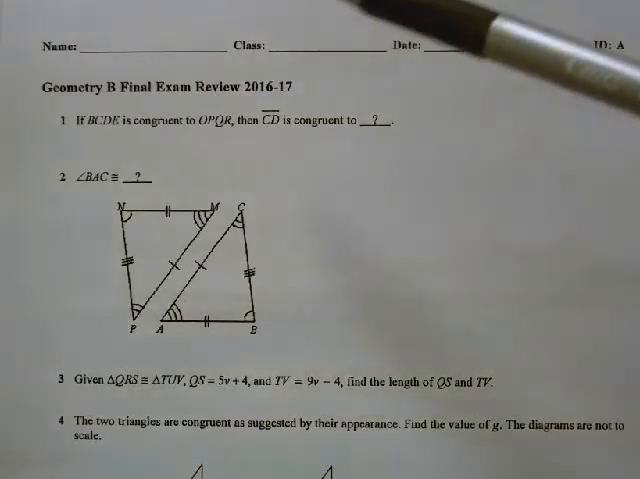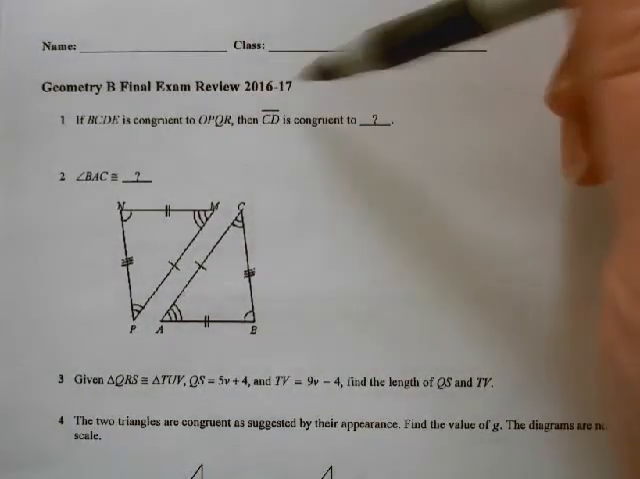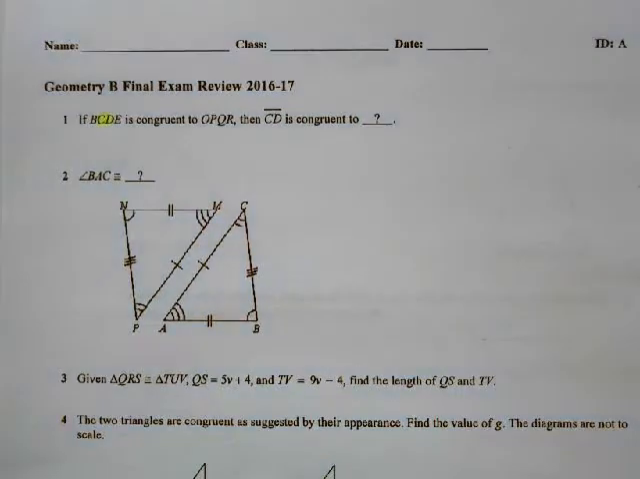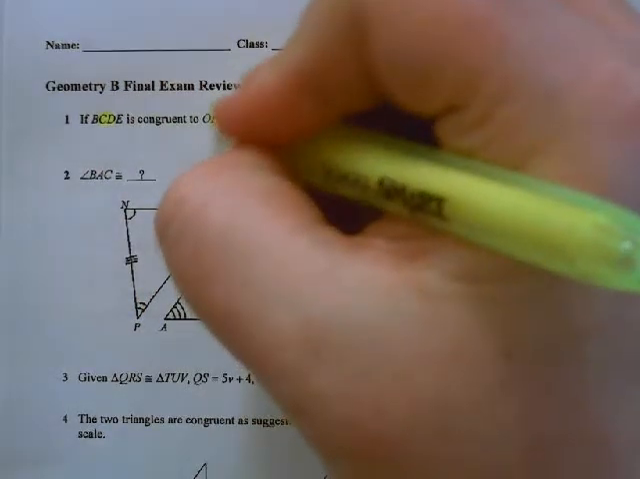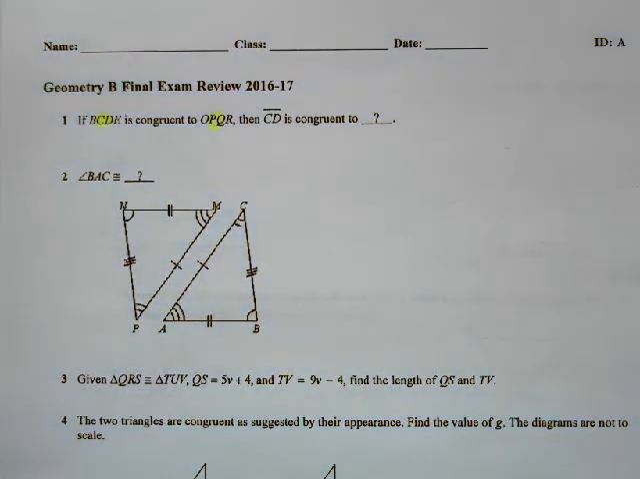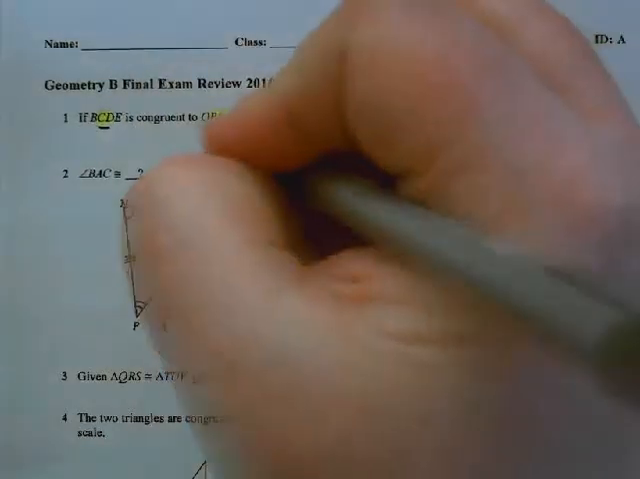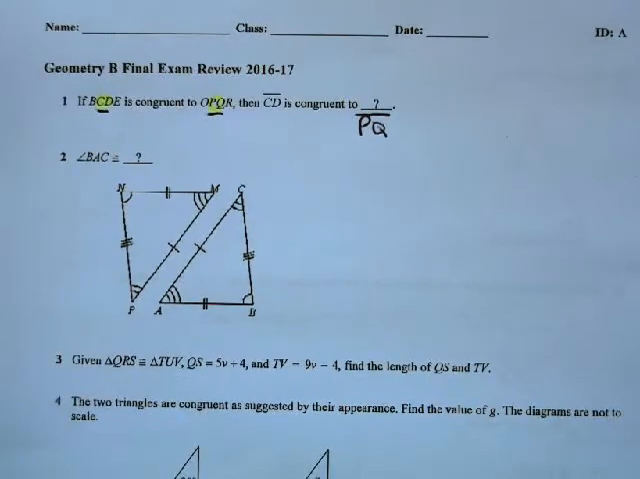Number 1, if BCDE is congruent to OPQR, then CD is congruent to what? So what we're really looking for is where CD is located in this congruency statement, and we're going to look for the items that are in the same position. So we see that CD is in the same position as PQ. So we would say CD is congruent to PQ.